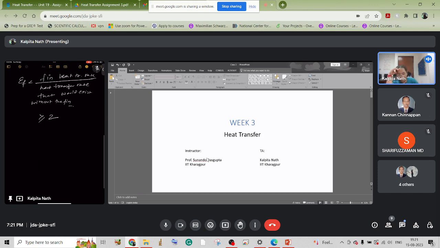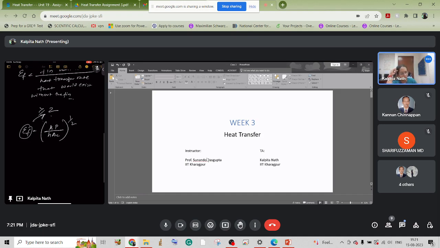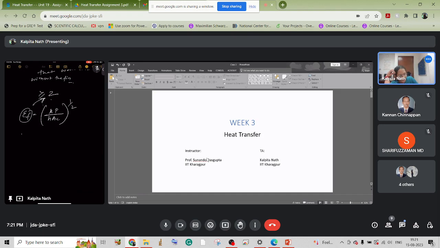And as sir has already shown in the class, it can be written as (k P h / A_c) to the power half. Okay, so for this to be greater than or equal to 2, its value should be more than or equal to 2 in order for us to fabricate a fin on the surface of any body, right?